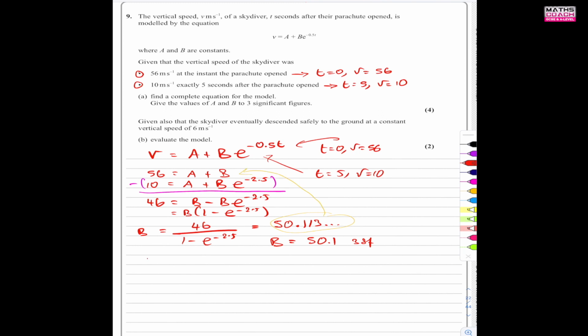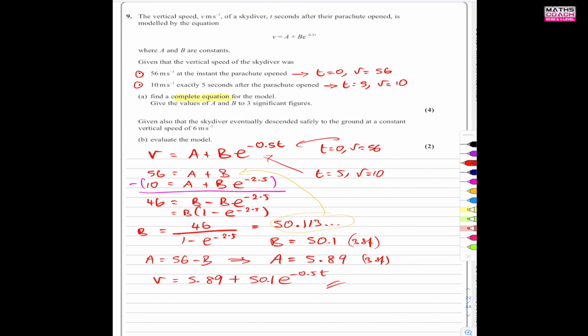Now to work out the value of a, we can just substitute this back into the first equation. So a would be equal to 56 minus b. If we do that, 56 minus the answer to the previous one gives us 5.89 if we round that to 3 significant figures. Right, now that we have obtained values of a and b, we can finalize the equation. So the complete equation of the model is v equals a, which is 5.89, plus b, which is 50.1, times e to the power of minus 0.5t.